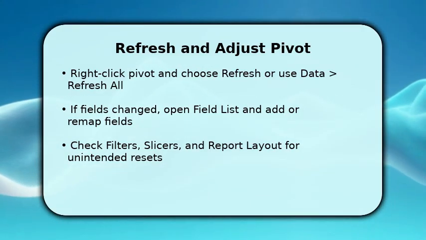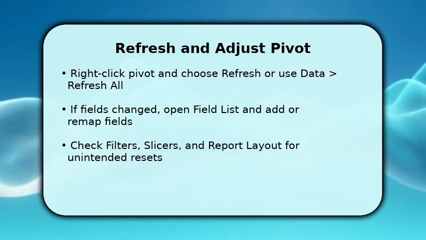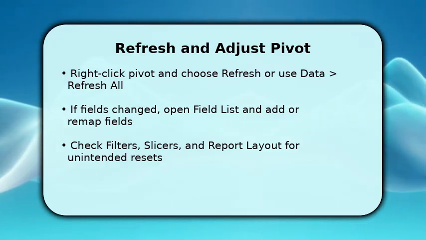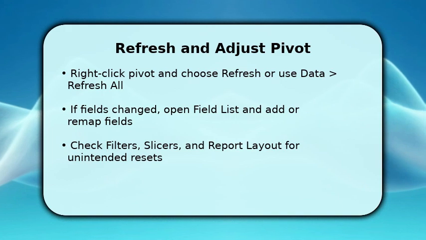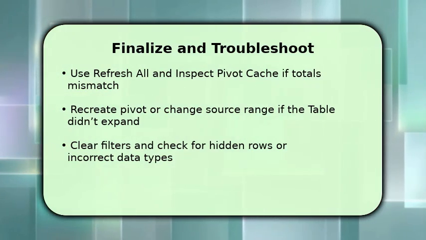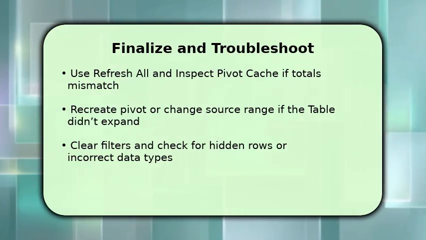Once adjusted, review slicers and filters because they can silently exclude new items. Finally, update any calculated fields so formulas account for the latest values. Finish by validating totals and spot-checking recent records. Compare a few raw rows to pivot outputs.